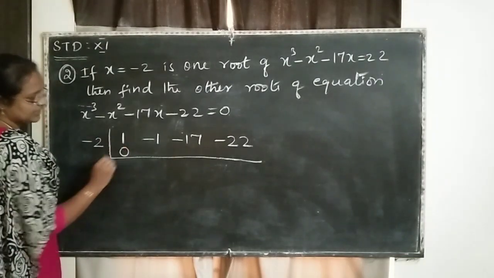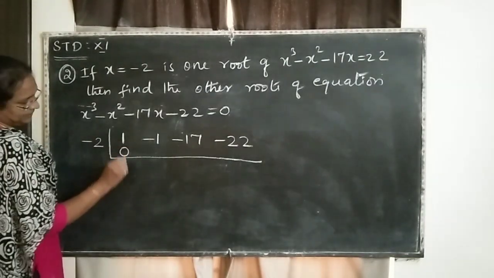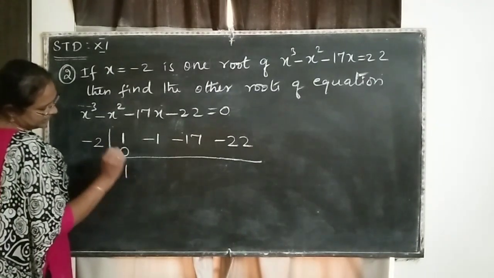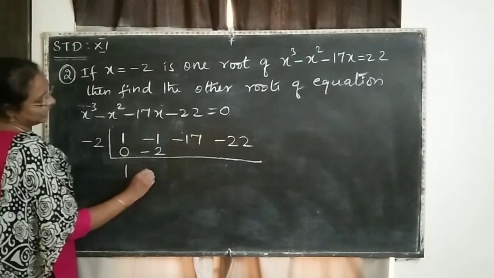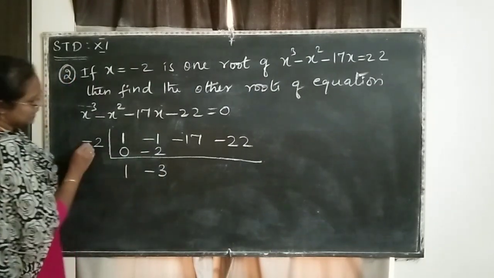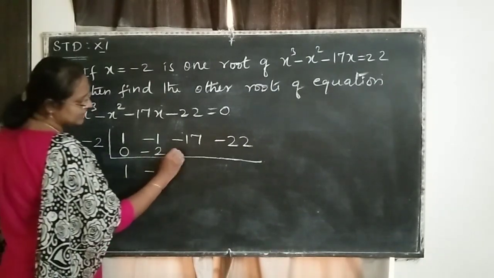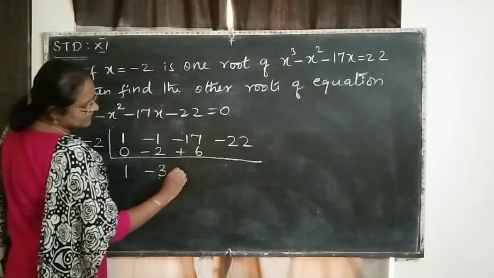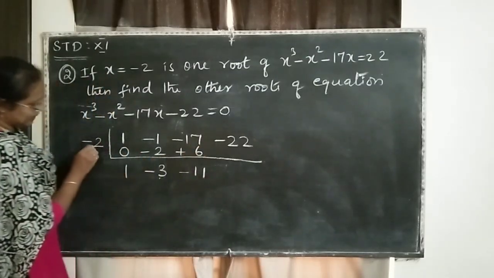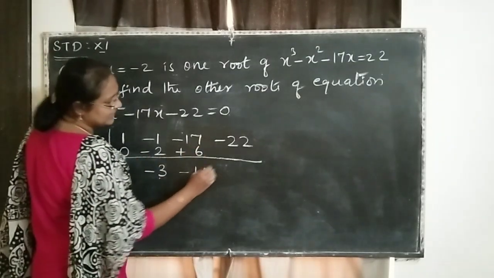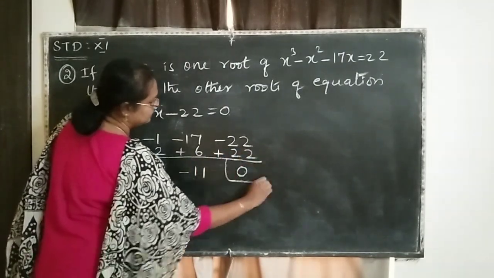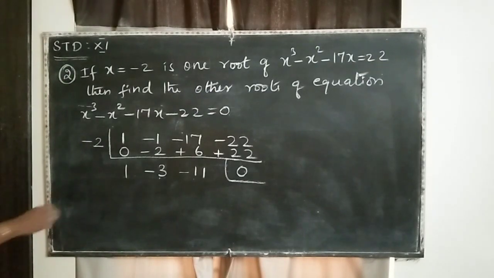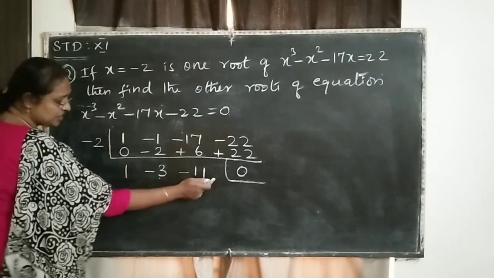So the first term is 0. So 1 plus 0 is 1. So it is 1. Minus 2 into 1 is minus 2. So when you add this, you will get minus 3. Again, minus 2 into minus 3 is plus 6. So the answer is minus 11. Again, multiply minus 2 into minus 11 is plus 22. So the answer is 0. Is that clear? Okay. Now I got the quotient.